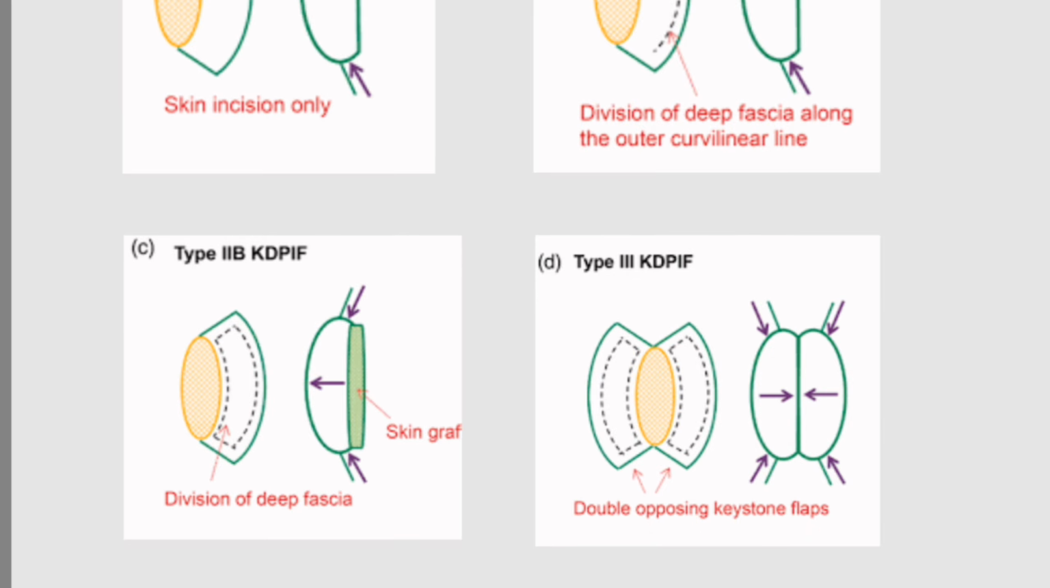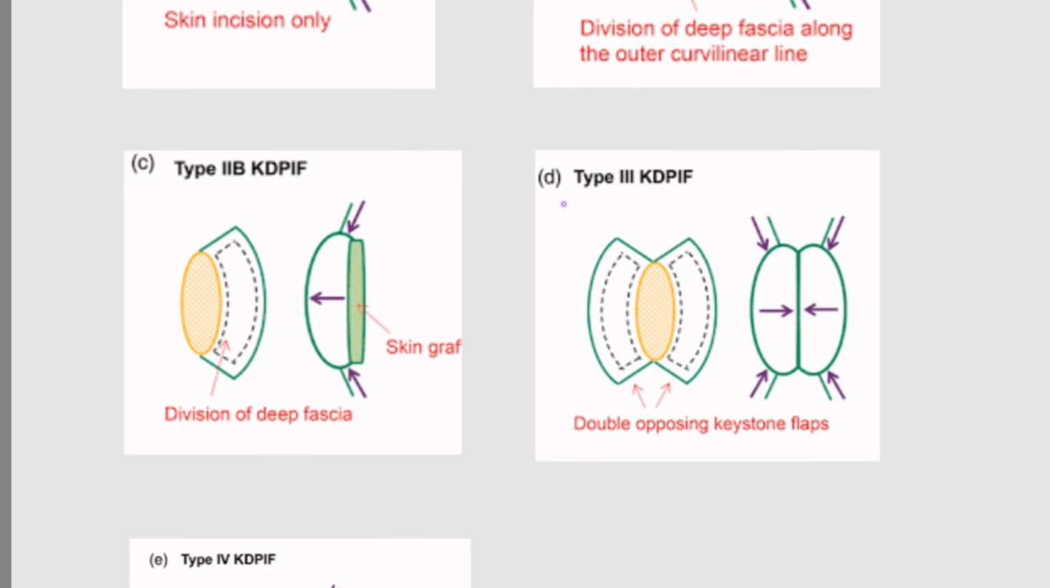Now coming to the type 2B Keystone flap. It is very similar to the 2A flap, but here, instead, in the donor site we go for STSG. It is not closed primarily.